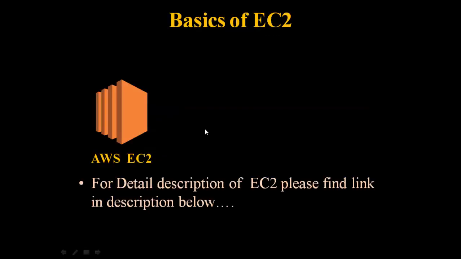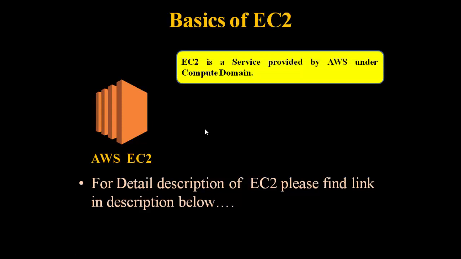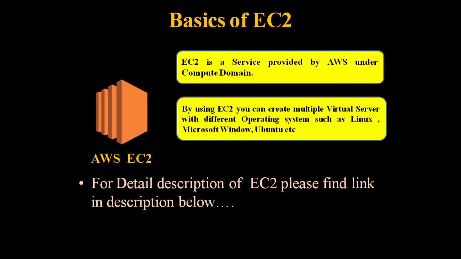As we already discussed, EC2 is a service provided by AWS under the compute domain. Using EC2, you can create multiple virtual servers with different operating systems such as Linux and Ubuntu. In our previous video, we launched a Windows 2019 server using the EC2 service. For a detailed description of EC2, please find the link in the description below and use it to watch that video so that you have an idea of what exactly EC2 is.